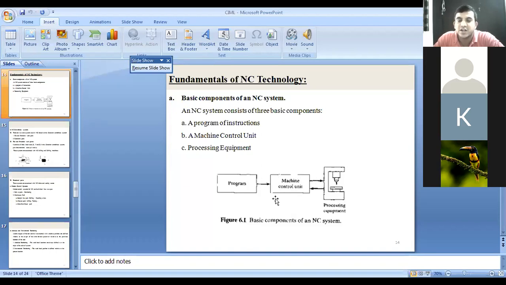The machine control unit is nothing but a hardwired unit, or it may be a computer, a mini computer. If only a hardwired unit is used, then it is called an NC machine. If the machine control unit is a computerized one or a microcomputer, then it is called CNC, computerized numerically controlled machine. Clear? These are three basic elements in NC technology: one is the program, second is the machine control unit, third is the processing equipment or machine.